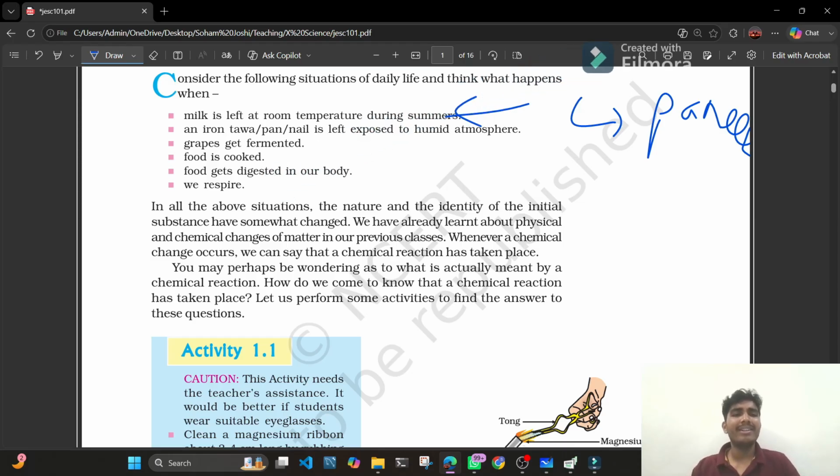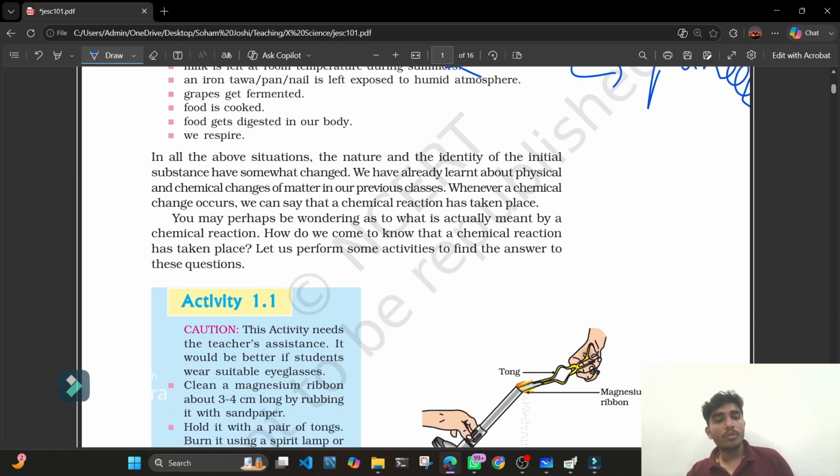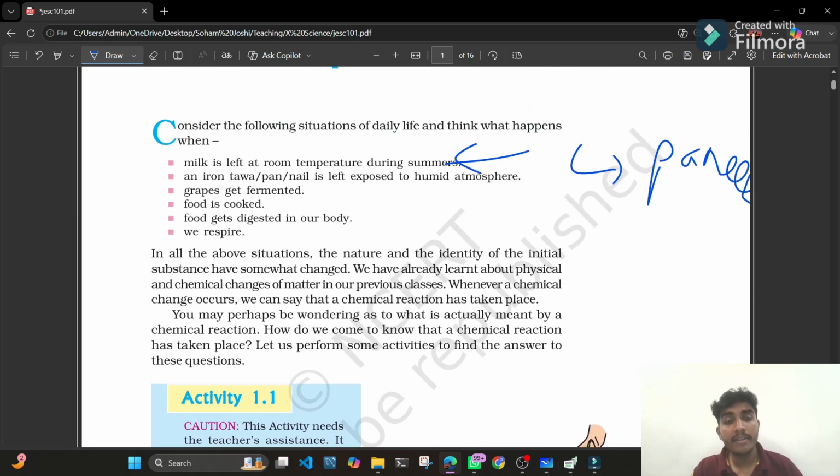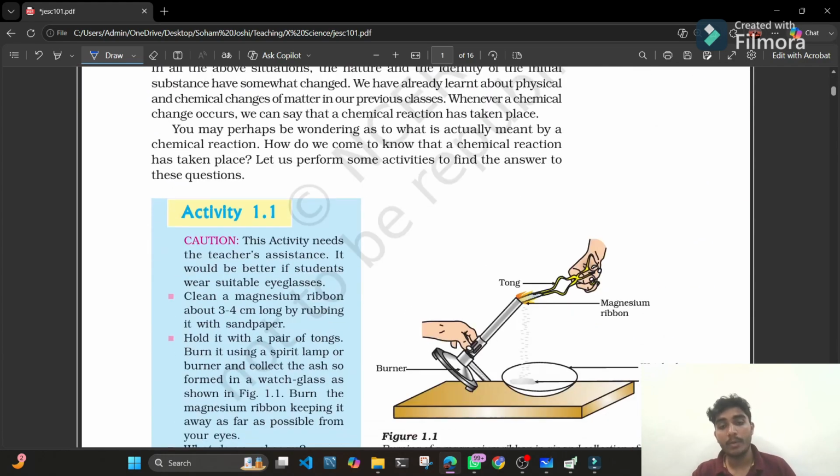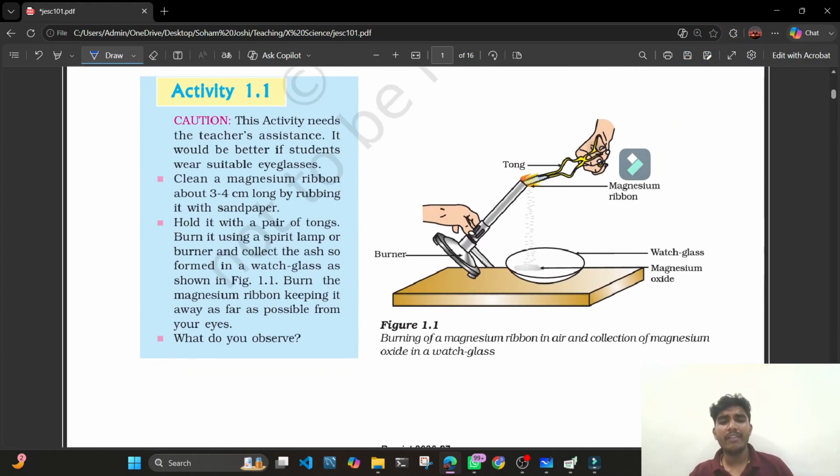So these are all the chemical reactions that we usually see. We do not notice them as chemical reactions, but these are chemical reactions, and they happen in nature, in our surroundings everywhere. So this is why we need to learn this chemical reactions and equations. ठीक है. So we are given with an example.